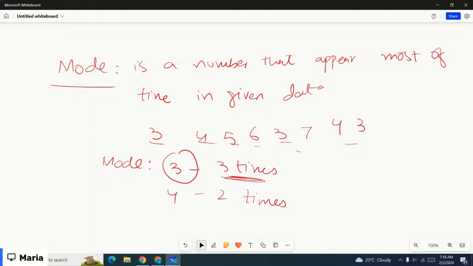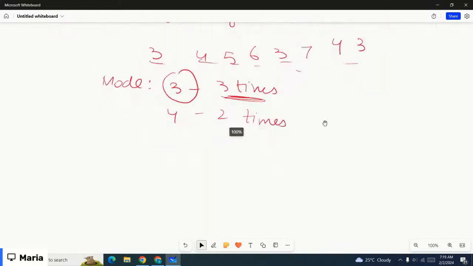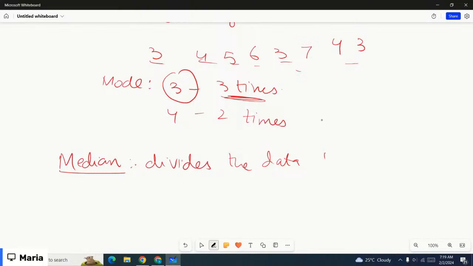I know these things. Okay, so that is the mode, right? The next one is median, right? So median is the number that divides the whole data into exactly two equal groups, right? Median divides the data into two equal groups. Before the median, you have all the numbers that are less than the median, and after the median you have all the numbers that are greater than the median, right?